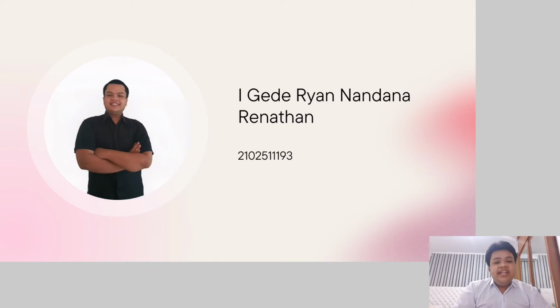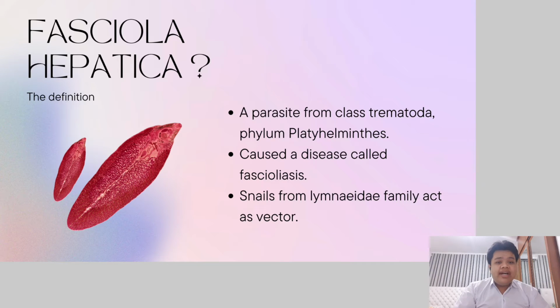My name is Igderian Nananarnatan, and I will explain about Fasciola hepatica. Fasciola hepatica is a parasite, also known as a fluke or flatworm, from the class Trematoda, phylum Platyhelminthes. The trematode Fasciola hepatica, also called the sheep liver fluke, causes a disease called fasciolasis. It infects the liver of mammals, including humans, and is transmitted by sheep and cattle to humans all over the world. Fasciola hepatica is mainly found in regions with a temperate climate, and it is transmitted to the definitive host, in this case cattle and sheep, by snails from the family Lymnaeidae.